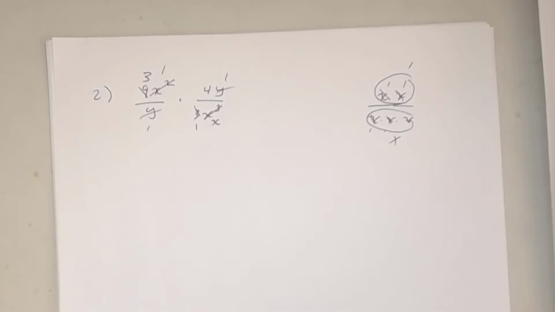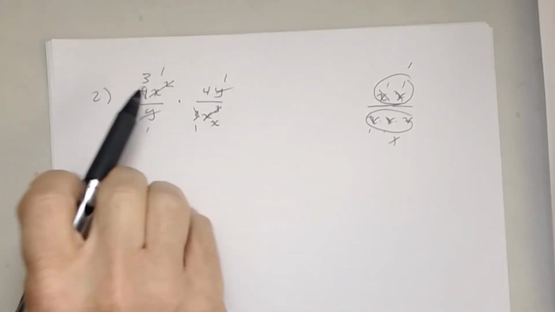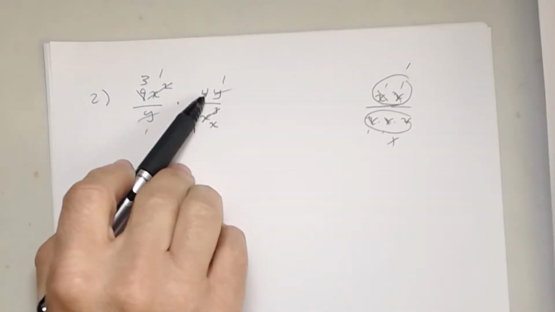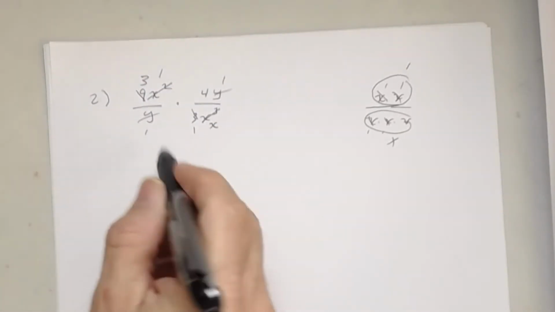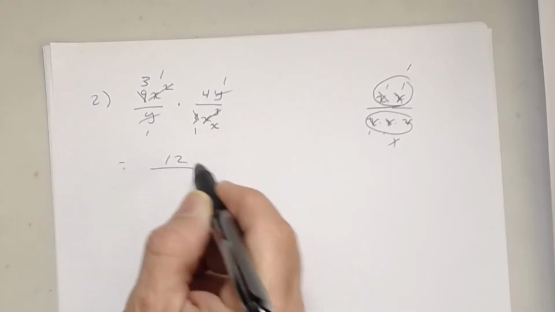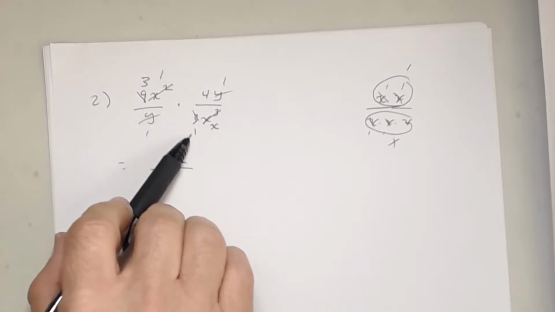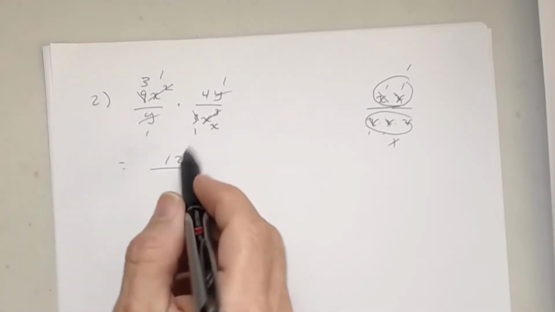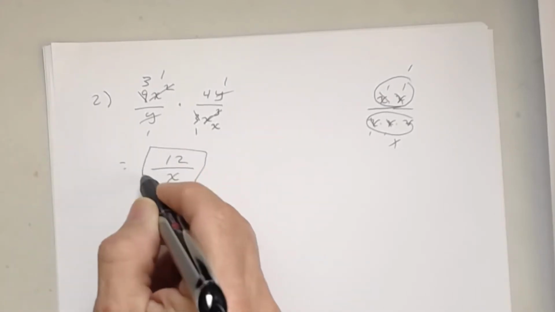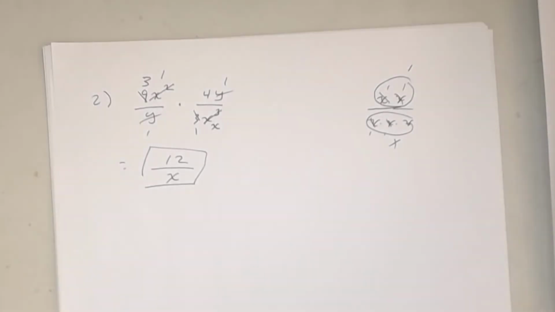Step 3 is to write it as one fraction. 3 times 1 times 4 times 1 is 12. That's my numerator. My denominator: 1 times 1 times x is x. So 12 divided by x. Okay? All right, let's look at another one like that. So this is going to be number 4. Let's look at number 4.